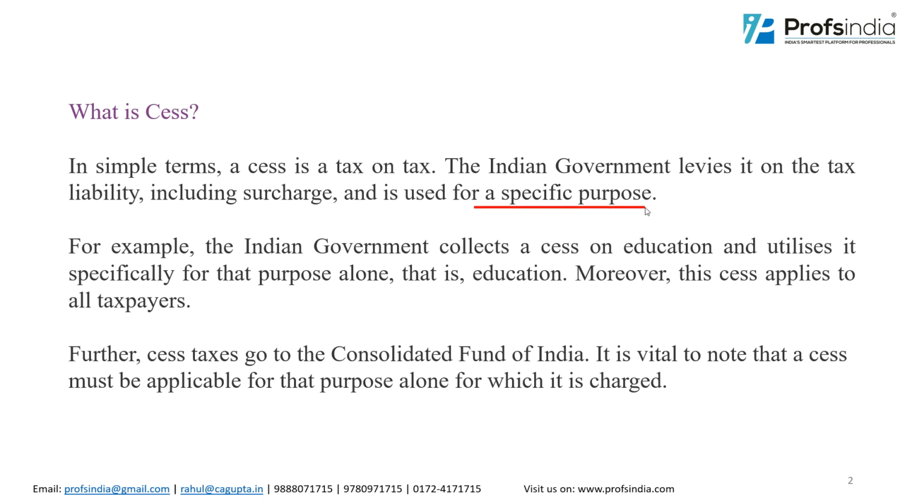I would like to reiterate that the difference between cess and surcharge is that cess is for a specific purpose and surcharge is not for a specific purpose.